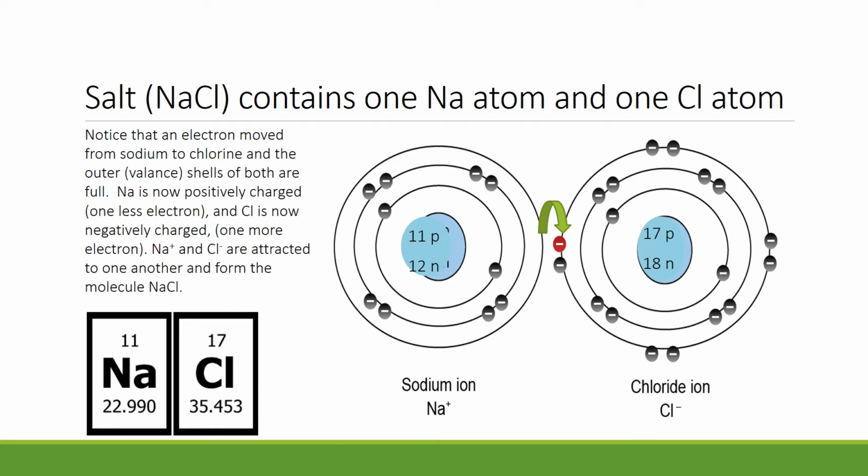When you move a negatively charged electron from one atom to another, you create charges on each of the atoms. Sodium is now positively charged because it has 1 less negative charge, and chlorine is negatively charged because it has 1 extra negative charge. So sodium has 11 protons, or 11 positive charges, and 10 negative charges. That gives it an extra positive charge. Chlorine has 17 positive charges and now 18 negative charges, so it's got 1 extra negative charge.